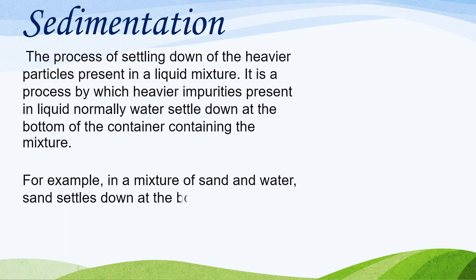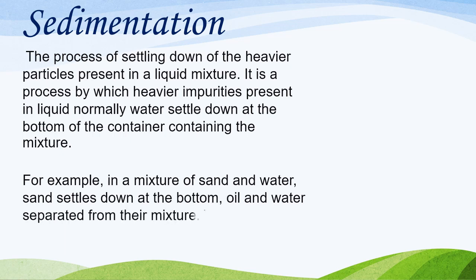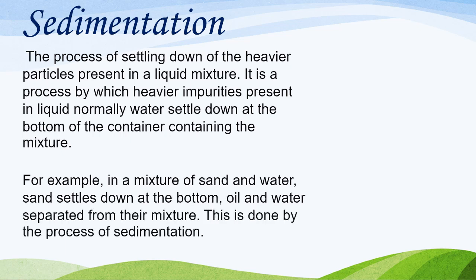So here some examples are given. For example, in a mixture of sand and water, sand settles down at the bottom of the container, and oil and water are separated from the mixture. This is done by the process of sedimentation. So here two mixtures are given which can be separated with the help of sedimentation. First is sand and water. If we have to separate sand from water, then we can easily separate it by the process of sedimentation.